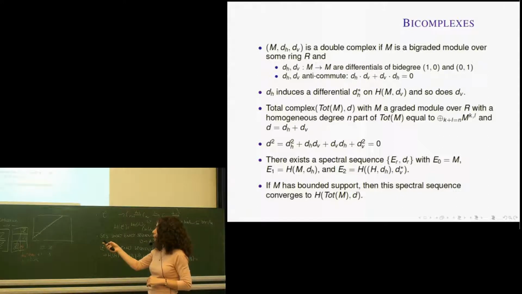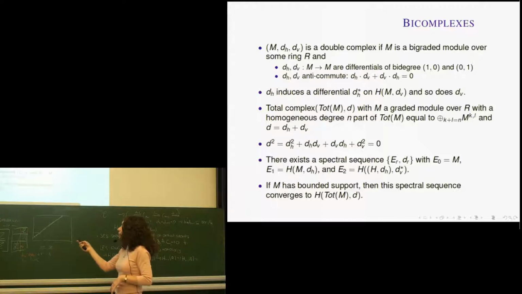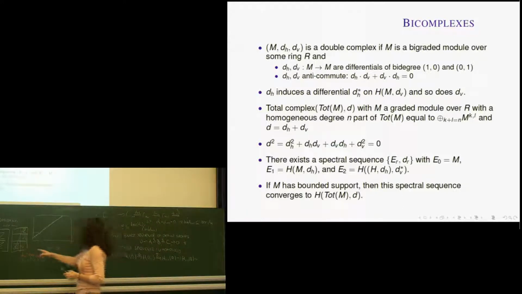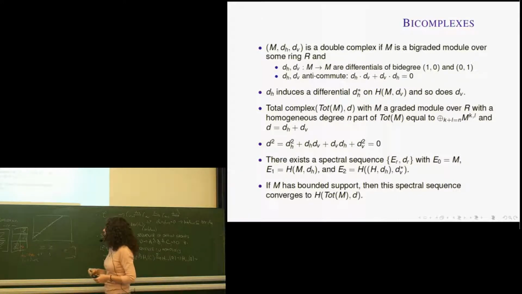So they both have to be differentials. And here I've specified that they have degree (1, 0) and (0, 1). You can do it with other degrees, like we will do here. And then you want them to anti-commute. So what you want is that if you apply one and then the other, so if you go this way, and then go up, or you go up, and then go to the right, you get the same result. Okay? Well, with the opposite sign, so that they add up to 0.